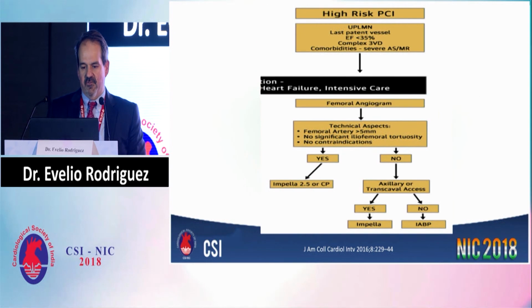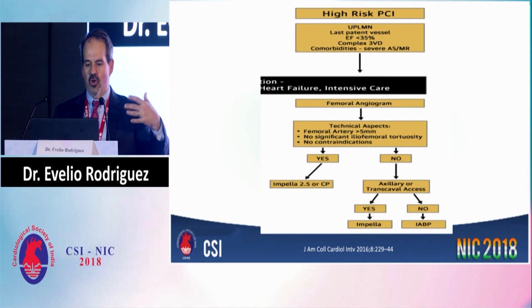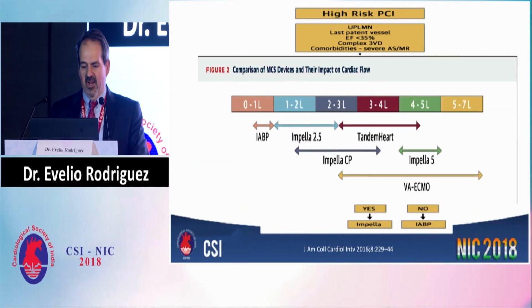So as a final thing, when you look at high-risk PCI and an unprotected left main, for instance, someone with a low ejection fraction or a complex case, then I think you should start thinking about which device may be beneficial for you. If there's not a lot of peripheral vascular disease, you move to probably the workhorse, which is the Impella CP. This gives you the spectrum of cardiac support, and depending on how many liters of cardiac output support you need, you then move to the right or the left, depending.